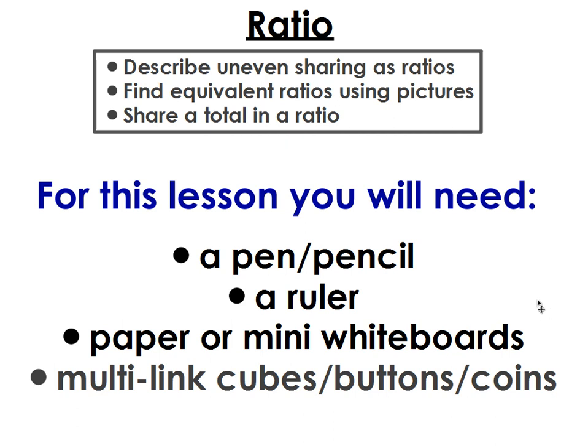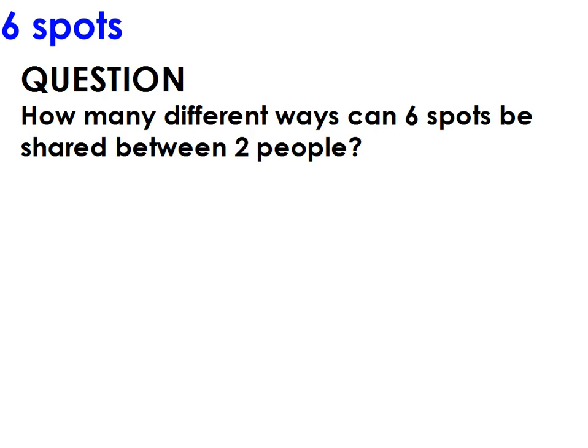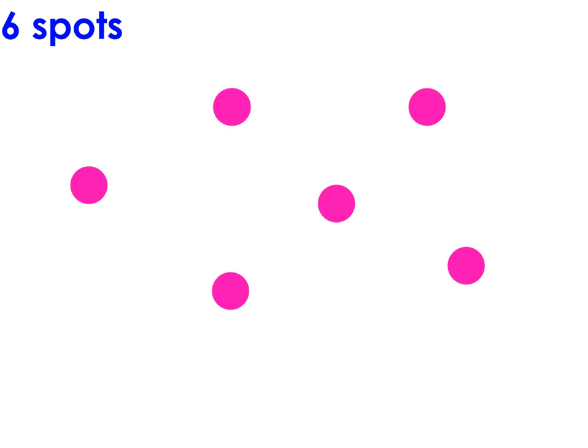So let's get started. I would actually start with 6 spots and a question. My question would be, how many different ways can 6 spots be shared between 2 people? That is literally all it is, and then prompting around the class. I might put a picture on the board, I might show them 6 spots, show that we could move them around, but just let them play with it and see what they come up with.